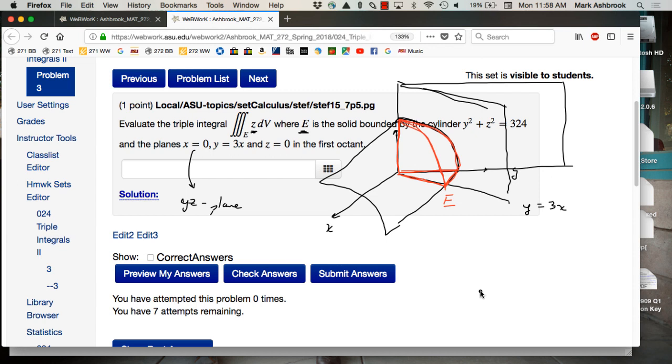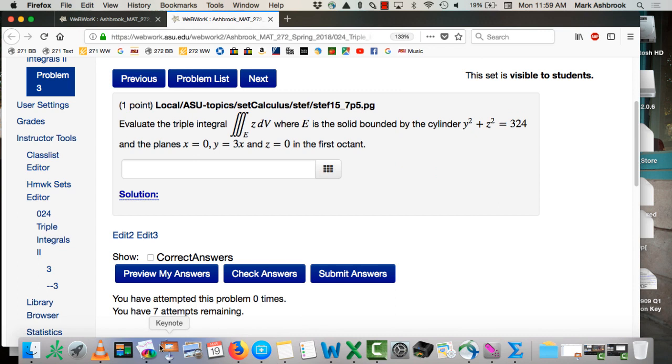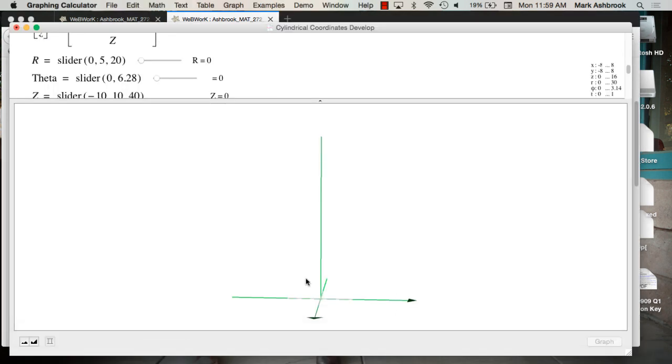So let's go back to what I mentioned, and someone mentioned this, using polar in these triple integrals. The way that comes into play is that we have a new coordinate system that's kind of like polar. This is called cylindrical coordinates.